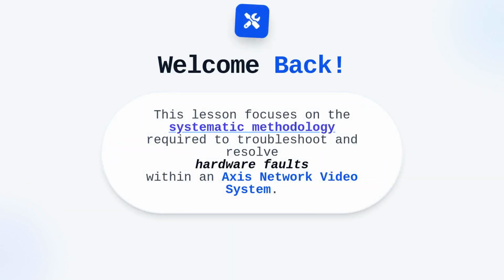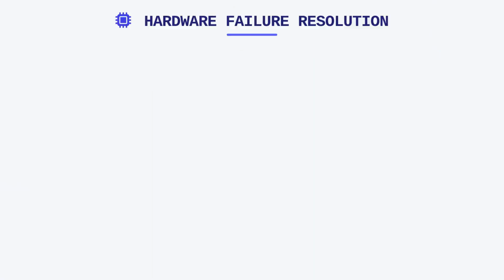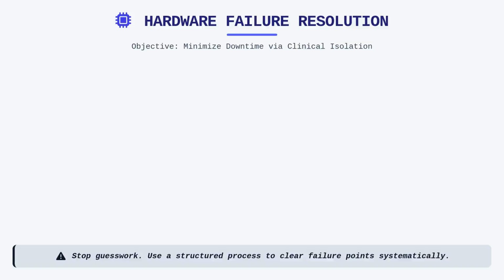Welcome back. This lesson focuses on the systematic methodology required to troubleshoot and resolve hardware faults within an Axis network video system. When we address hardware failures, our primary goal is to minimize system downtime by isolating the fault with clinical precision. We must move away from guesswork and adopt a structured diagnostic process that systematically clears potential failure points one by one.